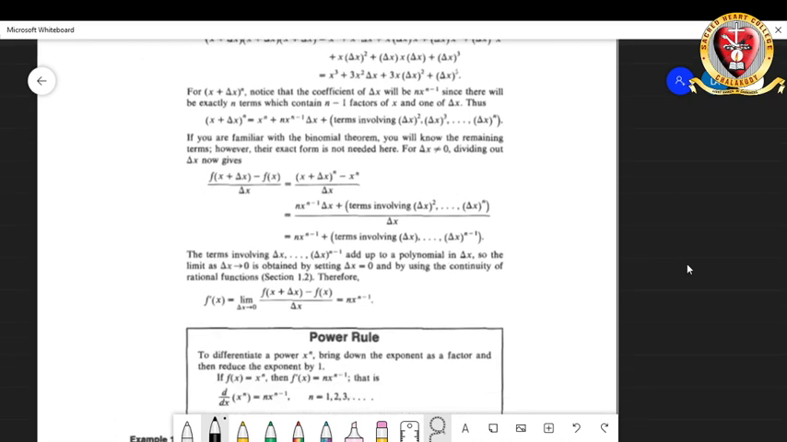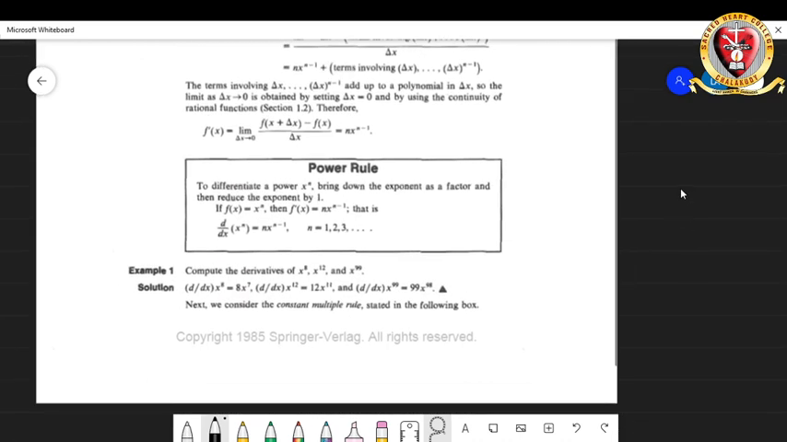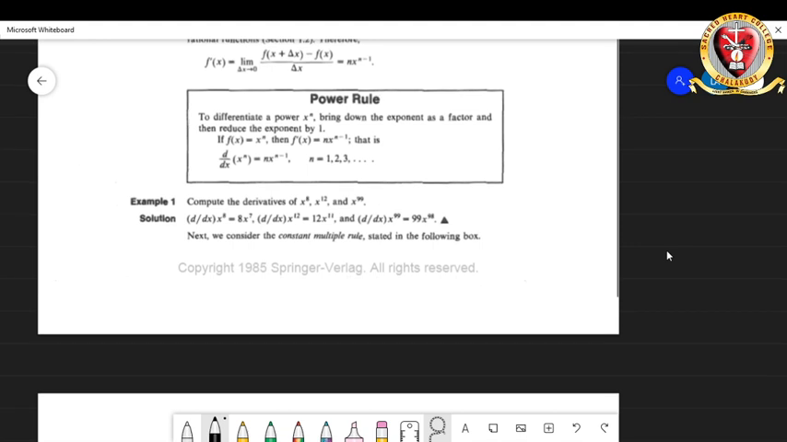So here we proved the power rule, which is, if we have a power x raised to n and we are asked to differentiate, then if f of x is equal to x raised to n, you have f dash of x is equal to n into x raised to n minus 1, for any n equal to 1, 2, etc.